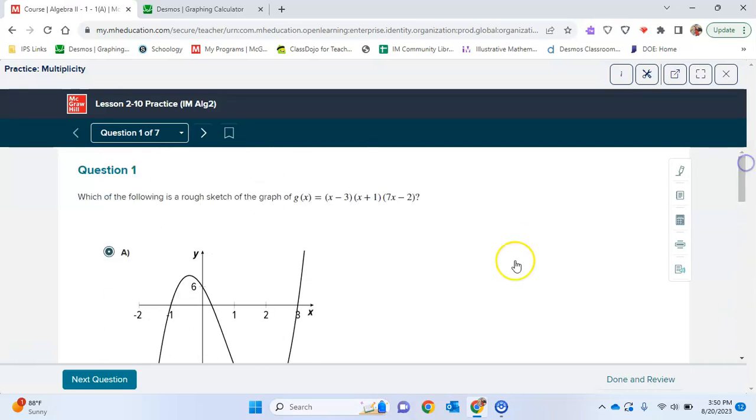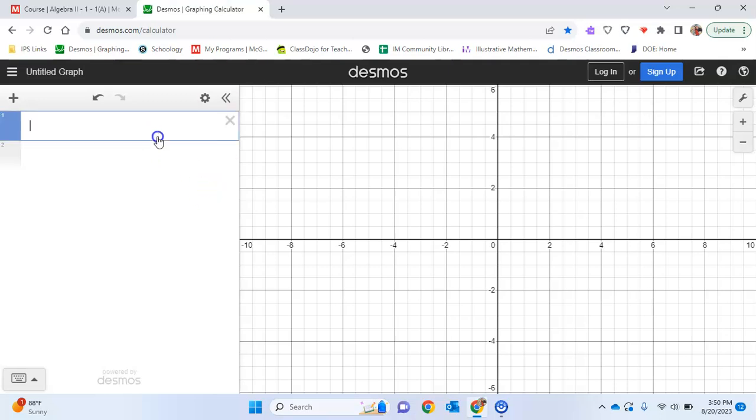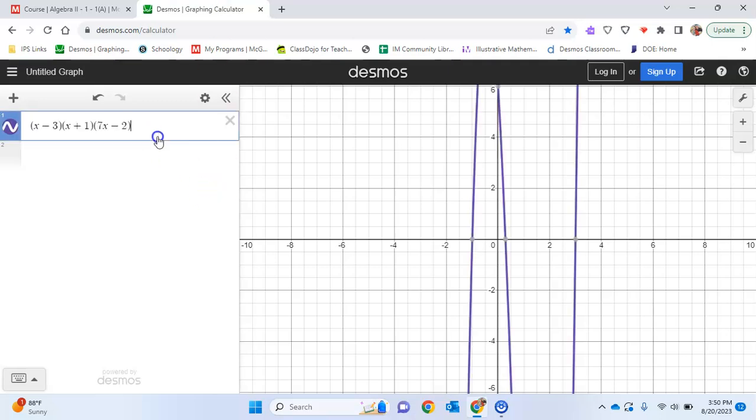None of the others do. If you want to copy it and paste it in the graphing calculator to check your work, let's do that real quick. Control C, Control V. Alright, you can see it touches 6, negative 1, 3, and 2/7. 2 divided by 7 is 0.286.